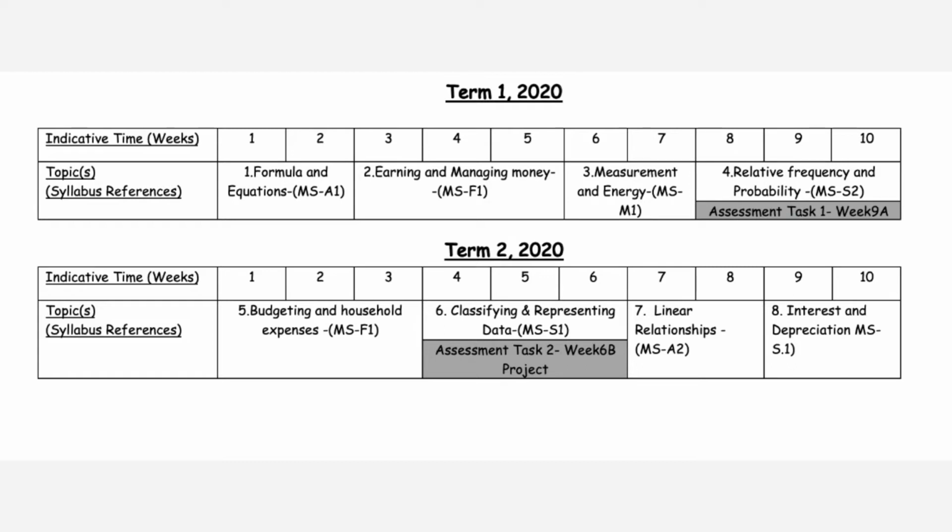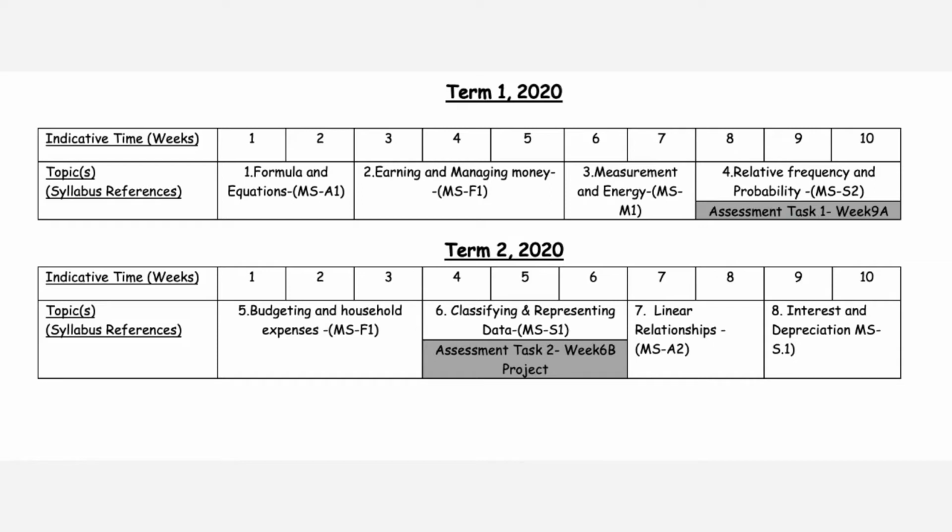Formulae and equations, which is mainly the basic algebra that all of Year 11 standard students have to go through. The second topic was all about earning and managing money. The third was about measurement and energy. The first assessment was based on those 3 topics, and this was followed by relative frequency and probability, as well as budgeting and household expenses.